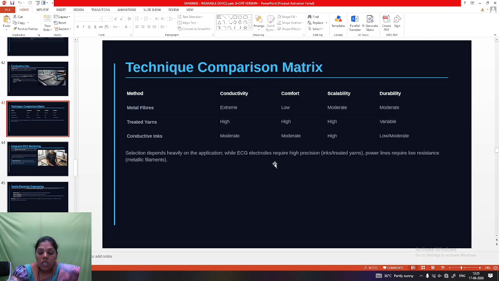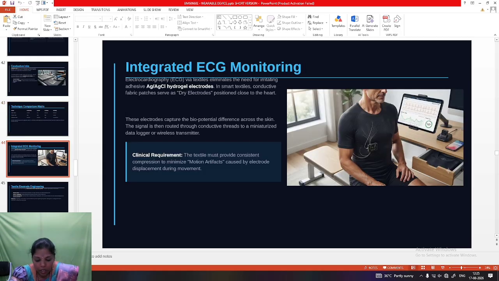ECG electrodes require high precision. Power links require low resistance, such as metallic filament. Now we will discuss the next topic: integrated ECG monitoring.